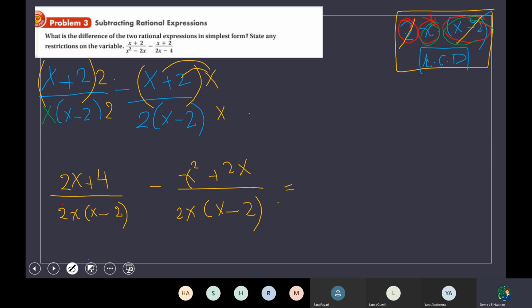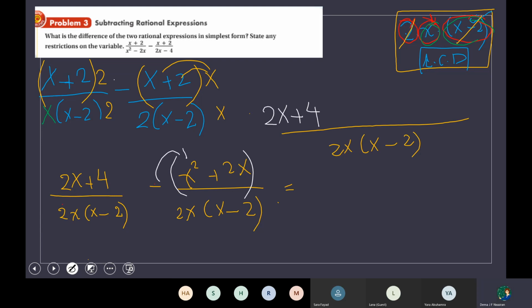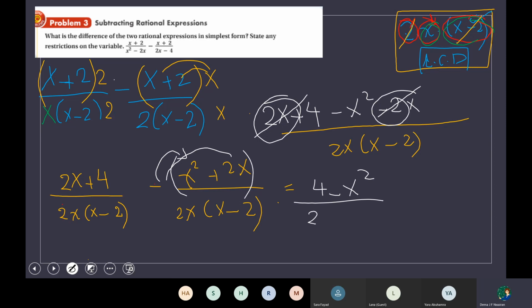After that, since we now have the same denominator, which is 2x times x minus 2, I will now subtract. Don't forget, 2x plus 4 minus x squared, then minus 2x. Then 2x minus 2x cancel each other. So we have only 4 minus x squared over 2x times x minus 2. Is it in the simplest form?